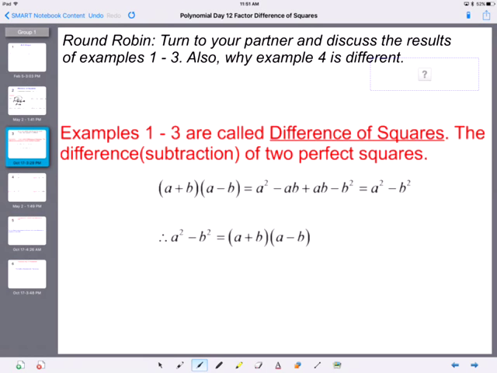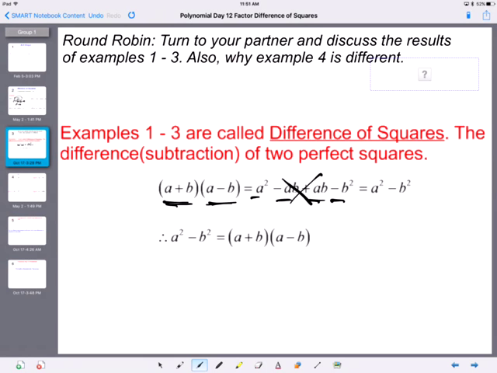So the questions in the previous examples were difference of squares. The difference, subtraction, of two perfect squares. So if we have a plus b and we multiply that by a minus b, we get a squared minus ab plus ab minus b squared. When we got rid of our two center terms, we were left with a squared minus b squared.